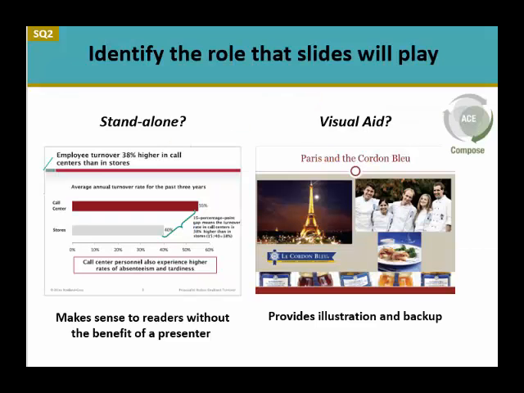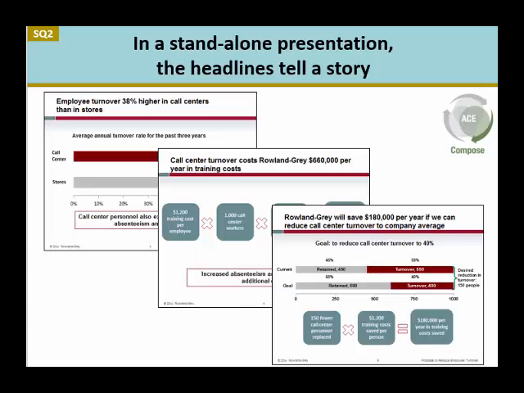Visual aid presentations. Visual aid presentations ideally devote more space to various forms of illustration that focus the discussion and demonstrate the points. The slide in Figure 11.10 is from a presentation promoting a culinary tour of France. The slide is visually appealing, but a presenter really needs to be present to explain the points orally. In a standalone presentation, the headlines tell the story.